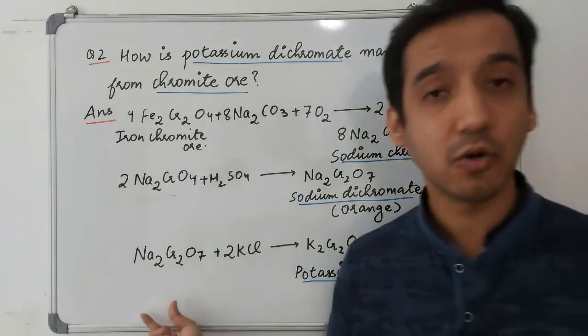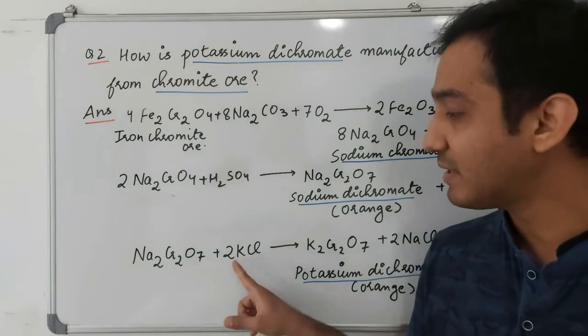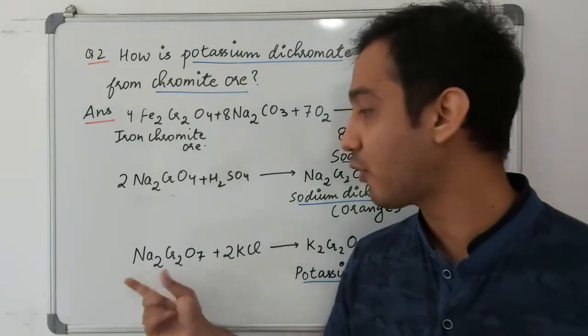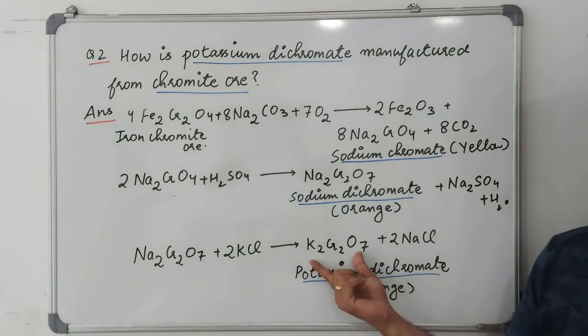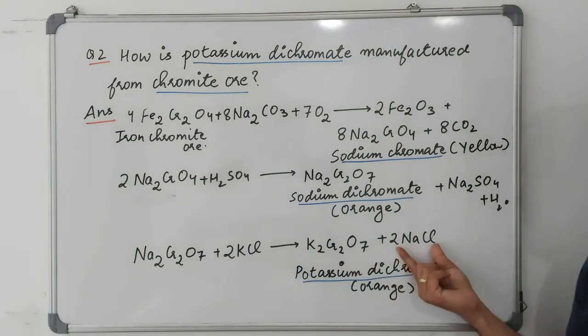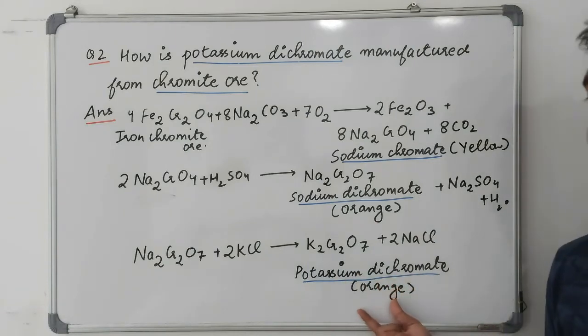So the sodium dichromate which is formed, you will react with KCl. So what happens? This K will displace the sodium from the sodium dichromate, resulting in formation of potassium dichromate plus NaCl. So this compound is called potassium dichromate and it is orange in color.